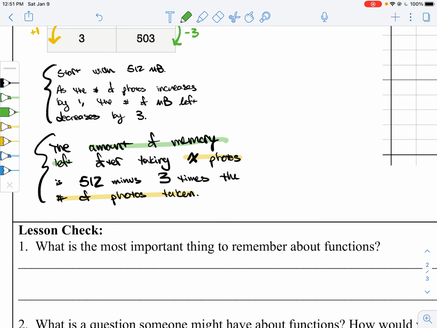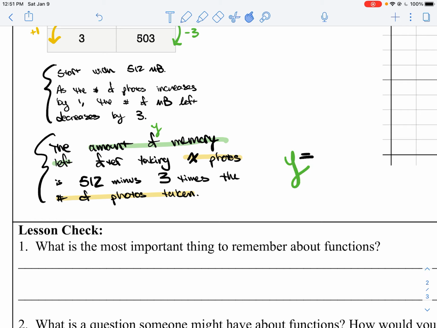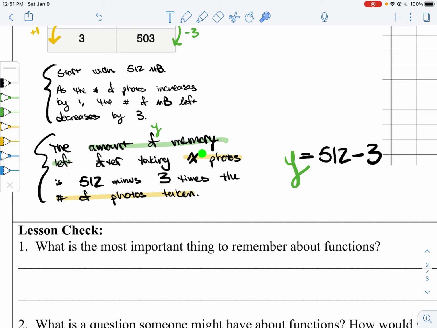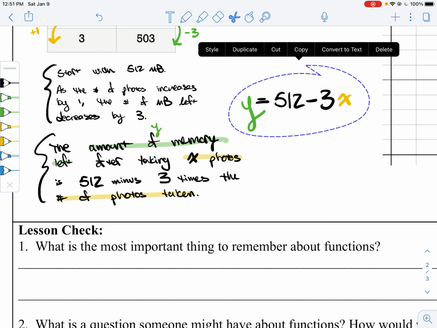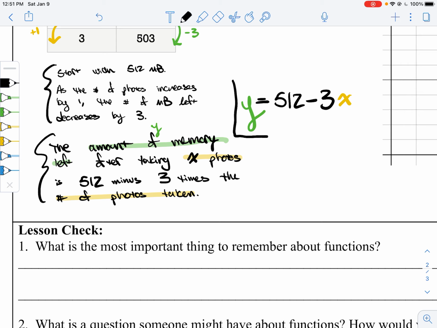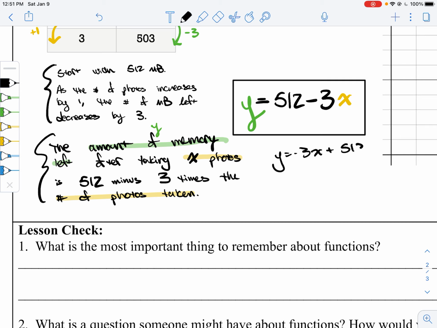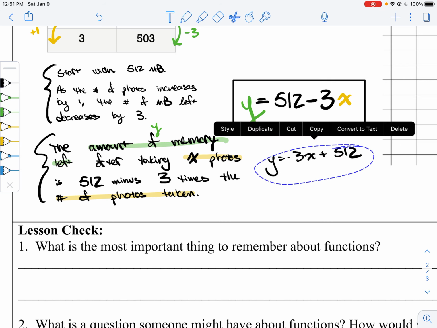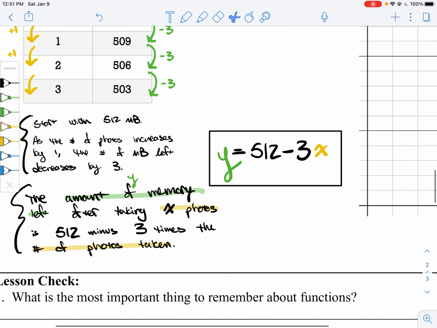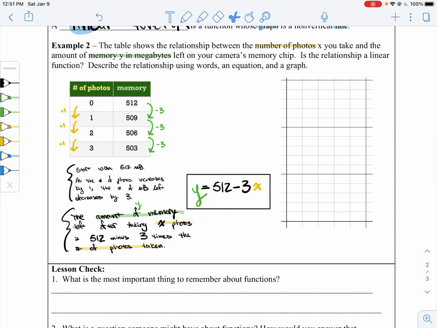So we know that y is the amount of memory left. So we say y equals, and then what do we have? We have 512 minus 3 times the number of photos taken, which is x photos. And that's our rule. This is our function rule. This is our equation. y equals 512 minus 3x. If you prefer and you want to say y equals negative 3x plus 512, that's fine. I prefer that way, but we'll get into y later. Why? Get it? Because y next. Hey, look! I kind of did this in a weird order, but that's okay.